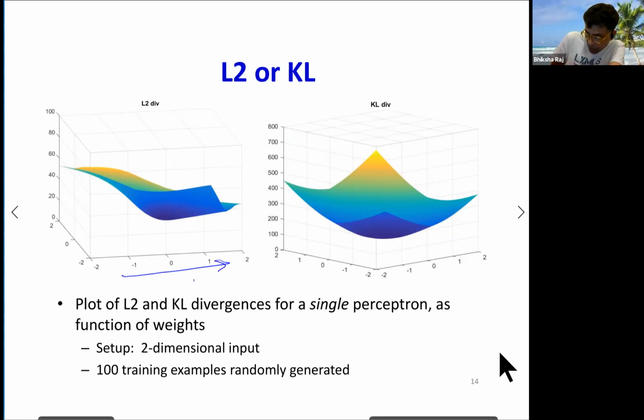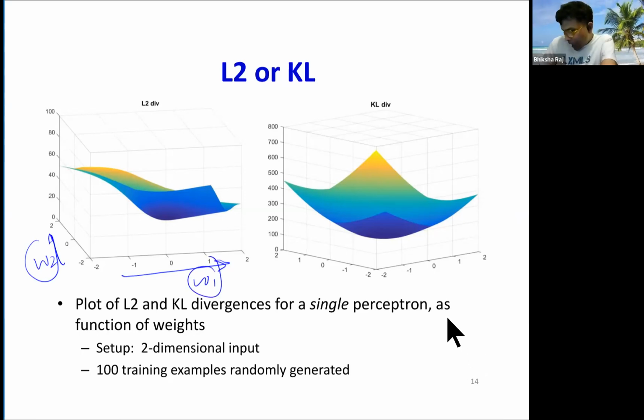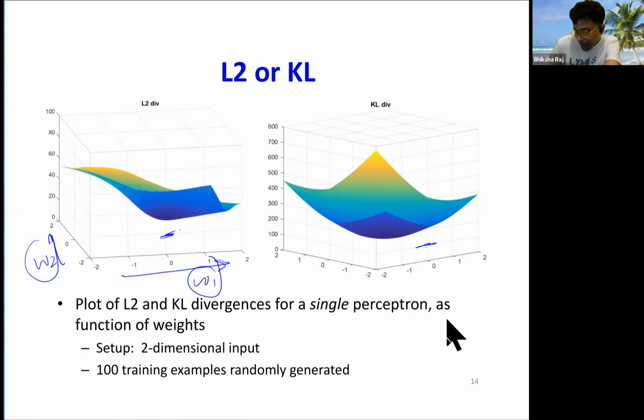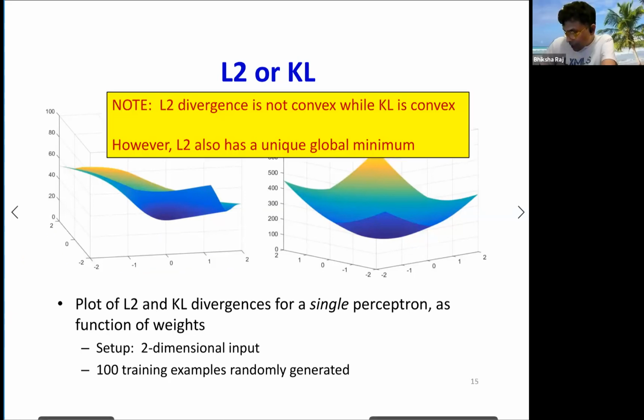So in our two input case, this is W1, this is W2. These are the parameters of the perceptron. And what do you see? Is this guy convex? Anyone? No, it's not. This one is convex, right? And which of them has the nicer behavior? The one on the right. The KL divergence. This one looks nicer, right?